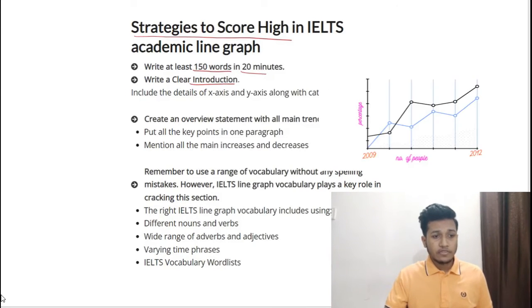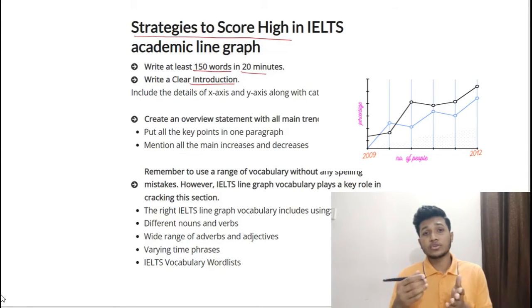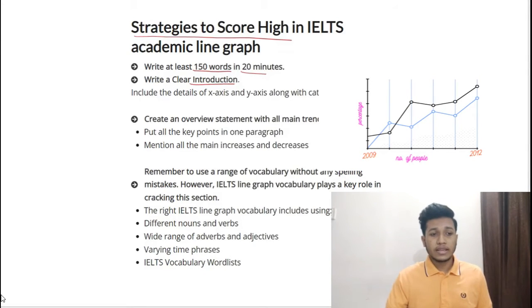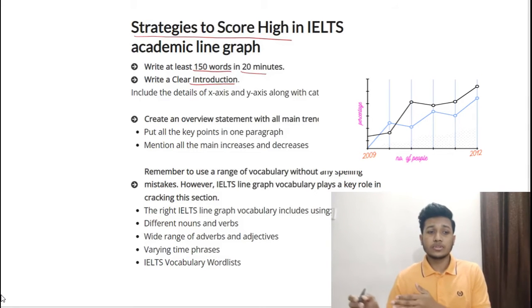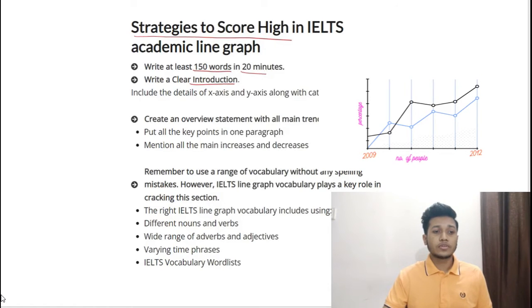Especially the axis information that you have to write: there it may be the number of years here, and it may be a percentage here. So you can write what is shown in the x-axis of the graph. In the x-axis, the number of years is shown from 2009 to 2012. Suppose it is 2009 and the graph says 2012, so mention that the x-axis shows years from 2009 to 2012, and the percentage is usually from 0% to 100%. So you can write it like that.